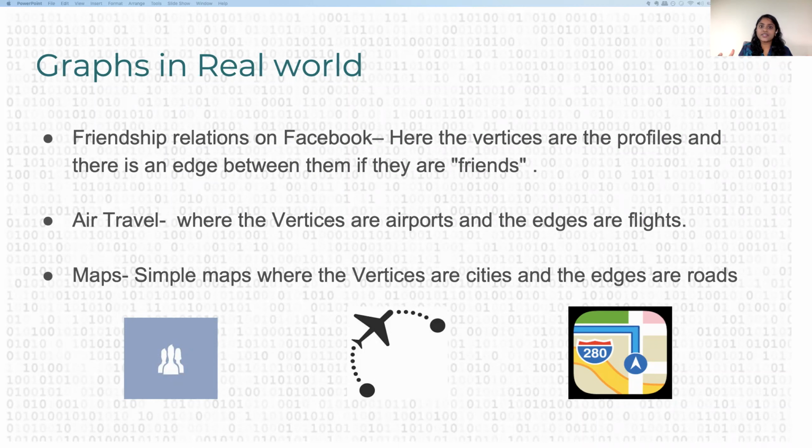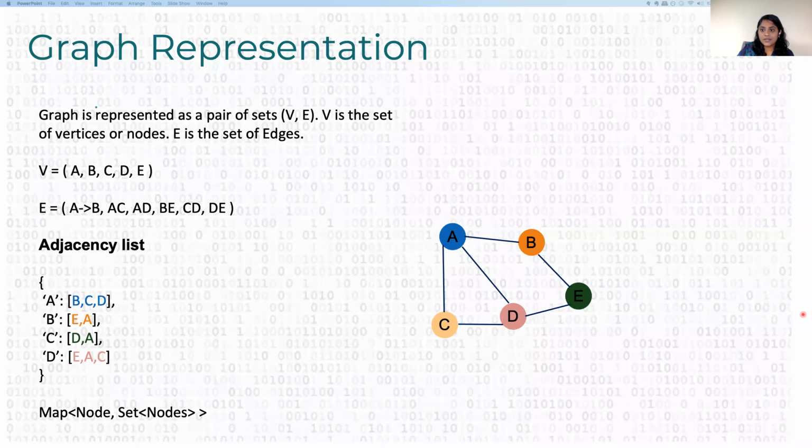So let's say there is a city and there are hundreds of roads connecting that city. How do you represent that? How do you represent the graph in code? There are many ways graphs could be represented. Most commonly used ways are adjacency list and adjacency matrix.